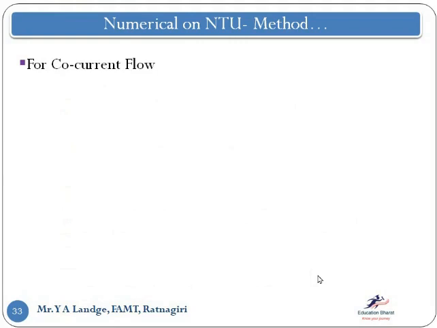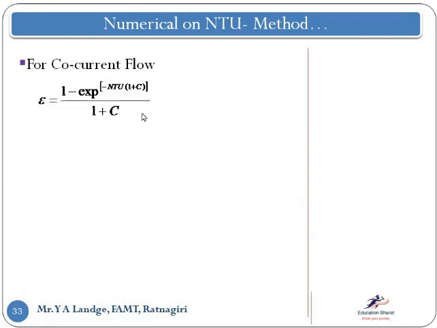Let's take a co-current flow, so we do the calculations for the co-current flow. How do we do it? Let's see here. We have this formula, effectiveness. As we know, with the help of the effectiveness, I can easily calculate the two temperatures. First I try to find the value of effectiveness, because from the effectiveness I can easily get the value of temperature.